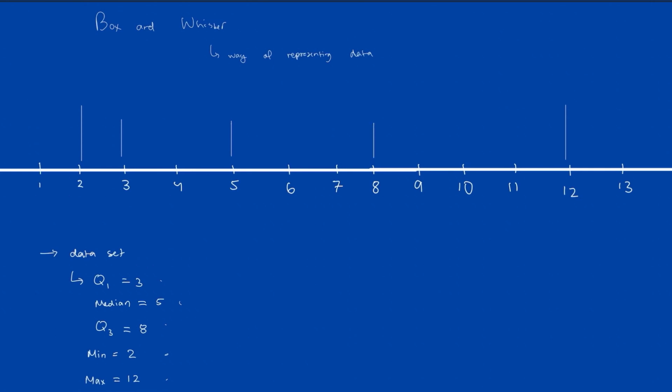So these three lines, Q1, median, and Q3, are the same length, and your minimum and maximum are a bit longer. Only for your Q1, median, and Q3, you connect these three lines, which makes sort of a box. And then you connect the box to the minimum and maximum value.